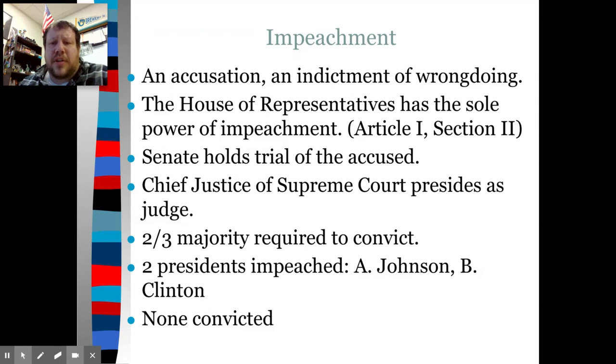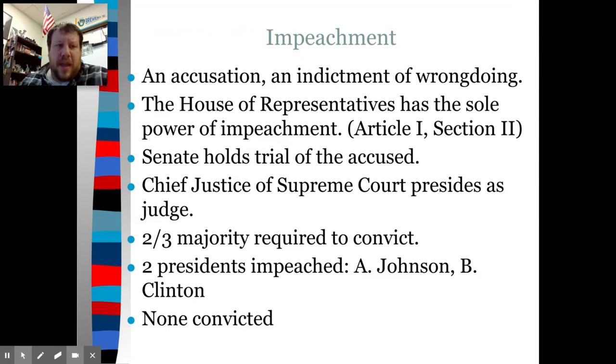In 2021. So just kind of remember how impeachment works. We kind of saw this go through recently: an accusation of wrongdoing is made by the House of Representatives. So the House of Representatives can do the accusing of the president, right? When they impeach a president, it's an accusation that they did something wrong. The Senate is the trial of the accused.